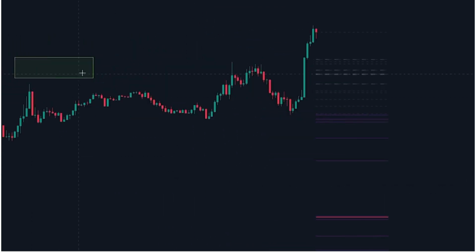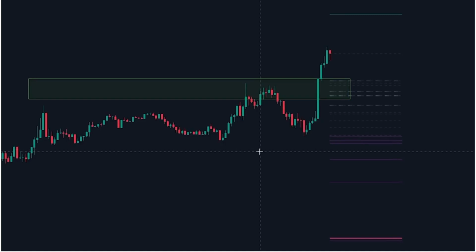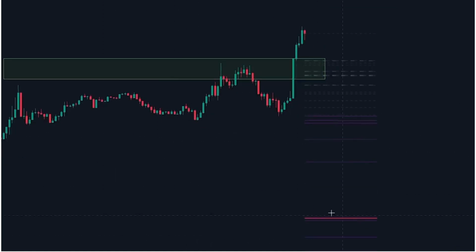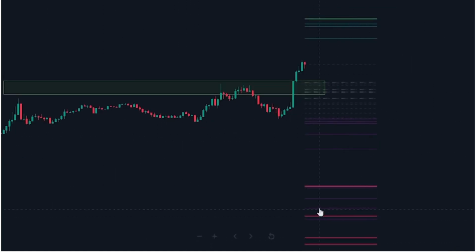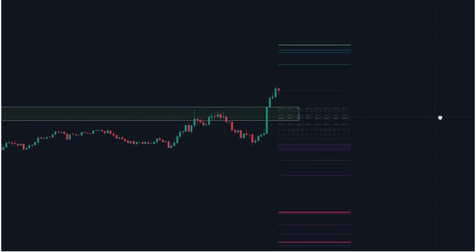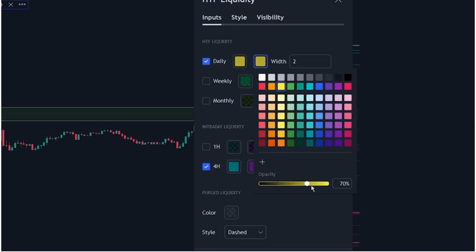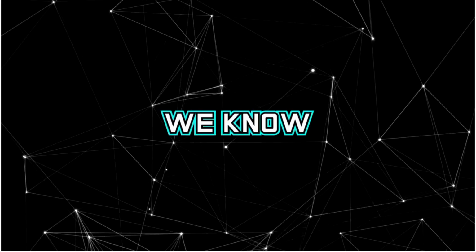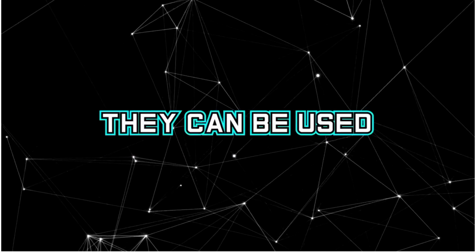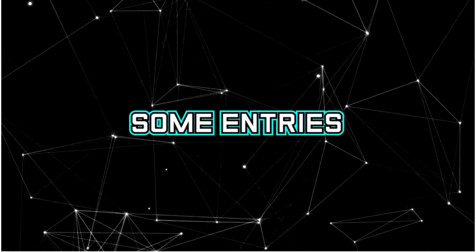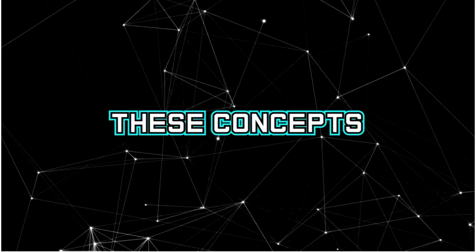It's also important to note that the higher timeframe levels will have a larger effect on the price action than the lower timeframe levels. Since the highest timeframe we currently have enabled on the indicator is the daily level, let's change the color of it to help us identify it better. Now that we know what liquidity concepts are and how they can be used, let's take a look at some entries that can be made by utilizing these concepts.